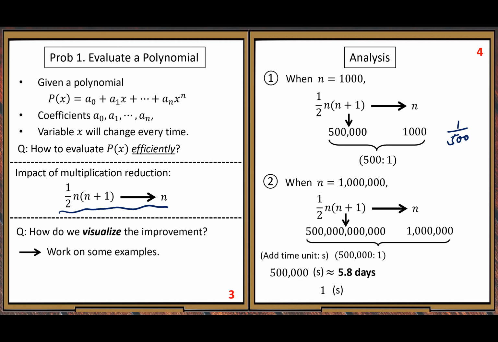Now we complete this problem, number one, evaluate a polynomial. We find a good solution, and we do the comparison, and we know how good the solution is. So now I can assign you project number one. In project number one, we will do experiments on these two methods, brute force method and Horner's rule method. Because after you write programs and do experiments, you will get your own experience of the big difference between these two methods.